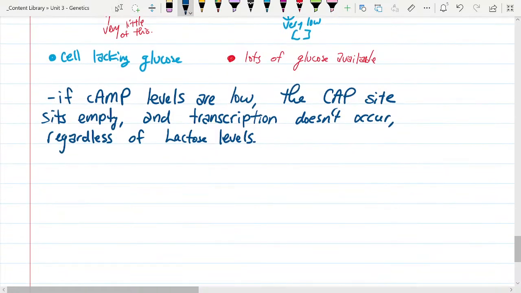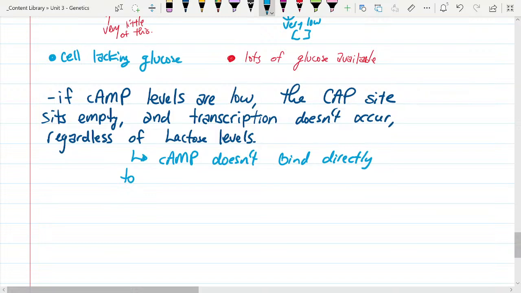Now, you might be wondering, why does that work? One thing to note, cyclic AMP doesn't bind directly to the operator, but to a protein called CAP. And that's why we call it the CAP binding site. And if you're wondering, is that the cyclic AMP carrying protein? Yes, it is. The names are brutal, right?